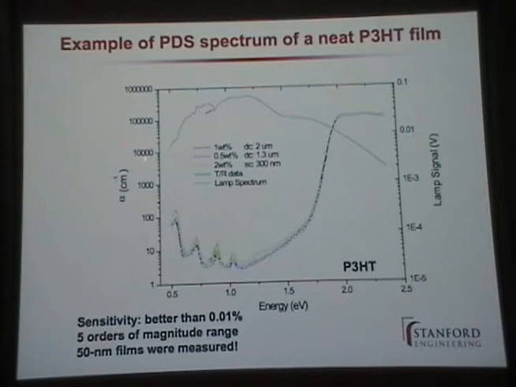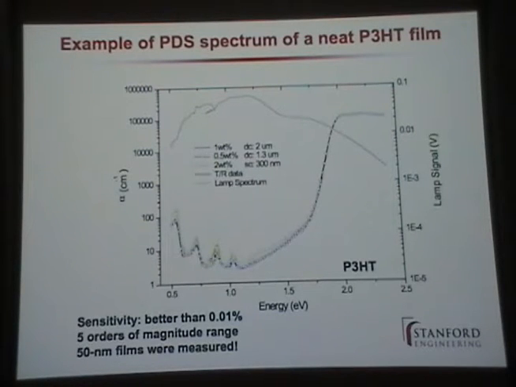So you see I can measure absorption over several orders of magnitude. We've been able to measure an absorption coefficient of 2 inverse centimeters in a 50 nanometer P3HT film, so that's 10 parts per million. So we can measure absorption down to 10 parts per million. Granted, it takes a week, but we can do that.